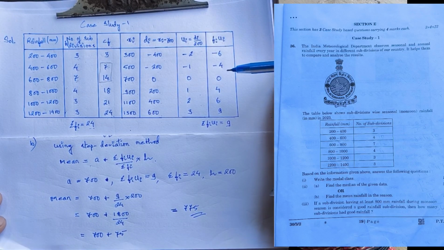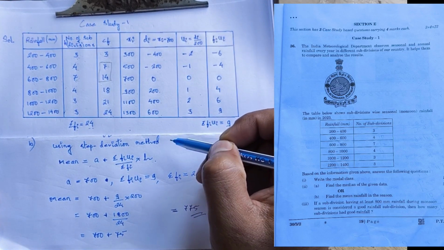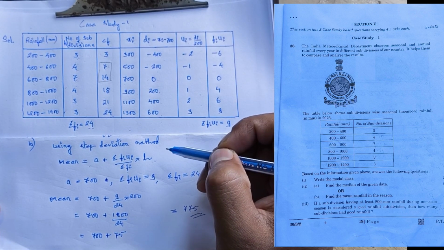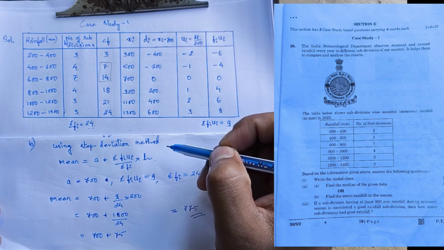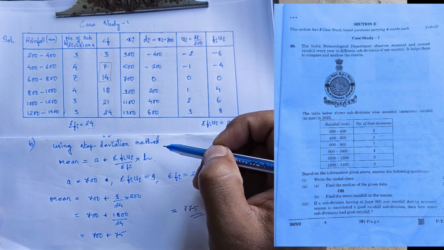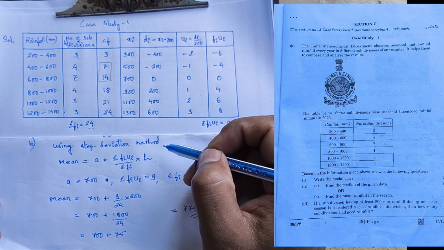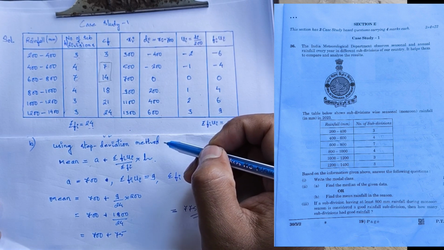Moving to the next part, B. In this, we have to find the mean of the data. For finding the mean, we have three methods: direct method, assumed mean method, and step deviation method. So here we are applying the step deviation method. Seeing the complexity of the numbers, the step deviation method will make the calculation much simpler.